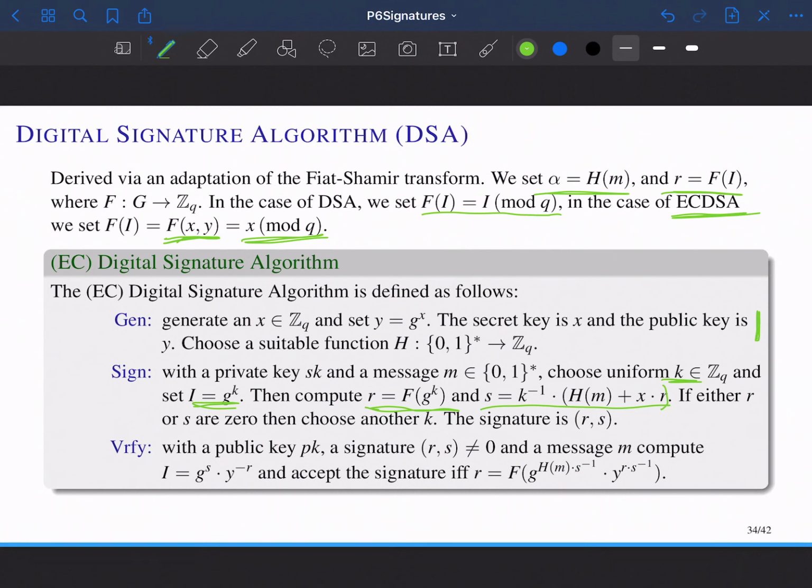And verification, we kind of have a similar expression as before. We just compute g to the s times y to the minus r, and we accept a signature if we have to check a slightly more complex equation here. And again, like before, I would encourage you to actually check for yourself that if a signature is valid, then this verification here will succeed with really high probability.